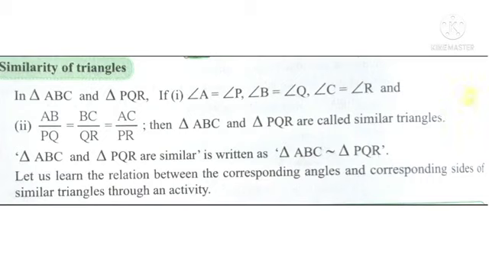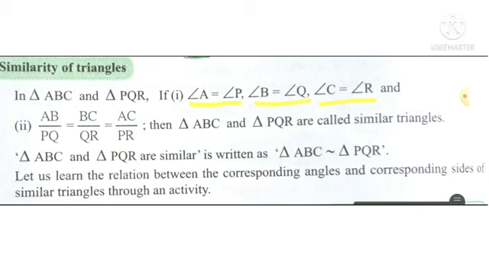Now the next point we will see is the similarity of triangles. You had learned what is the congruence of triangles. Two triangles are congruent, we had seen. Now what is the similarity of triangles? See, in triangle ABC and triangle PQR, if angle A is equal to angle P, angle B is equal to angle Q, and angle C is equal to angle R, means three angles of one triangle are congruent with three angles of another triangle.